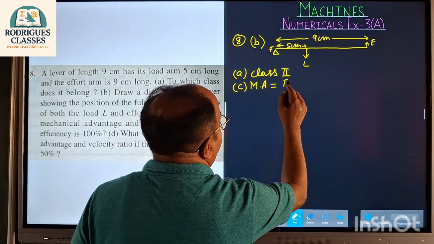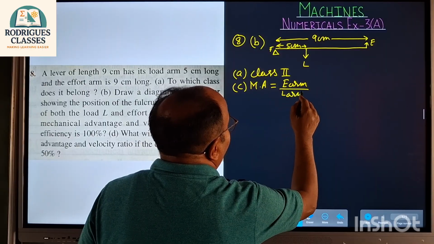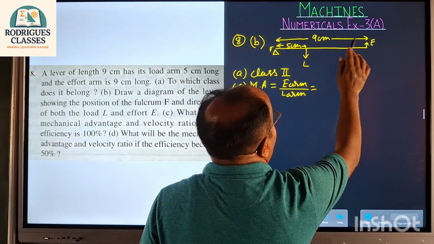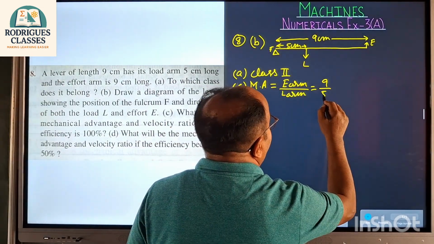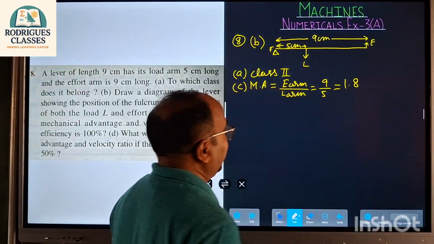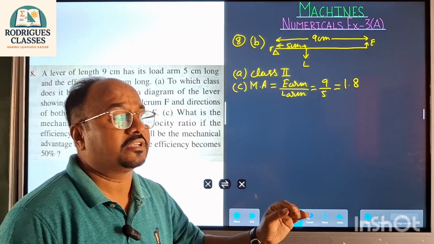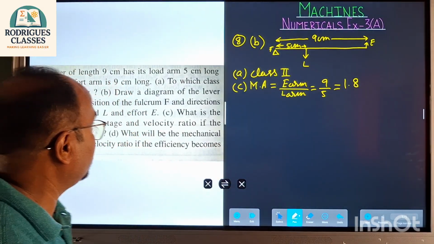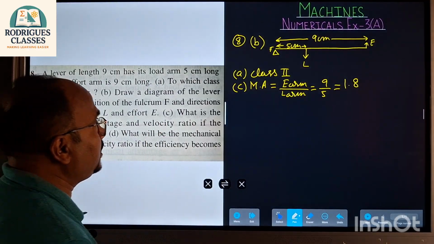So I will write here effort arm by load arm formula, because we know these two values. Effort arm is, you can see, 9 centimeter and load arm is 5 centimeter. 9 divided by 5 will give me 1.8. We are getting 1.8. This second class lever is always acting as a force multiplier, and that is by the value also shown. Then it is told velocity ratio if efficiency is 100%.